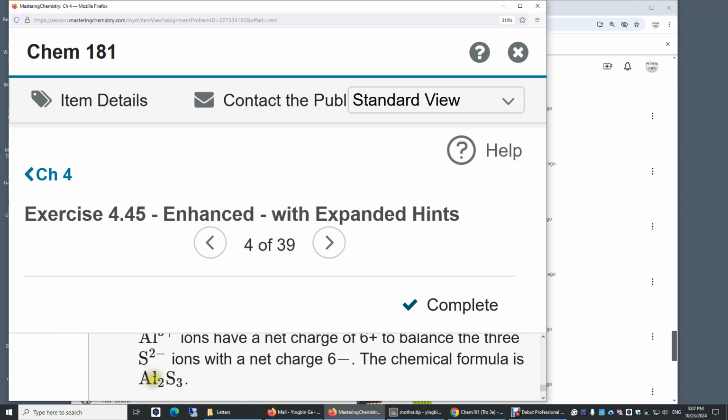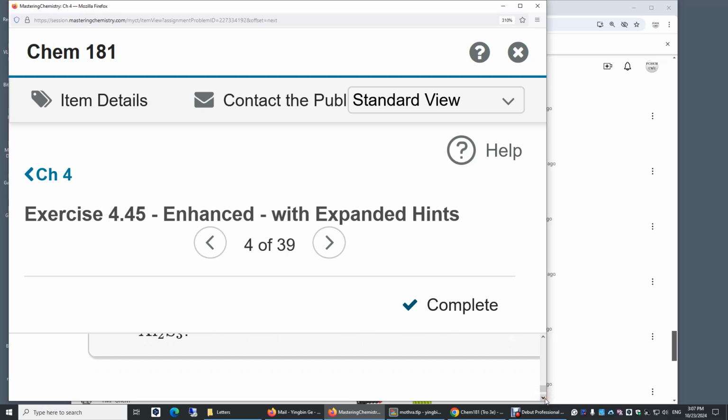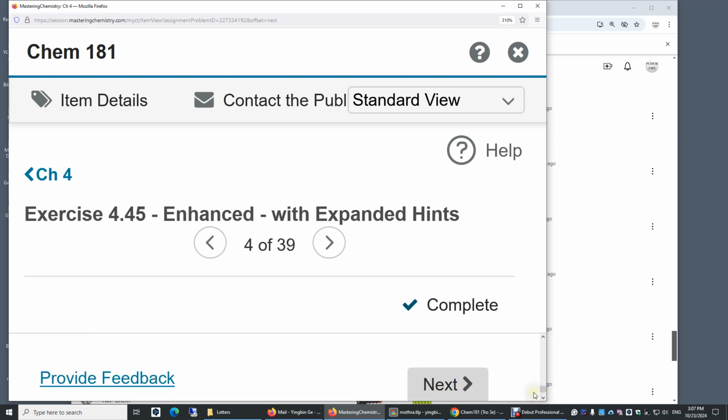Alright, you can look at this formula here. Each aluminum is 3 plus times 2, that's 6 plus. Each sulfur is 2 minus times 3, it's 6 minus. 6 plus from aluminum and 6 minus from sulfur cancel. So this structure is neutral.